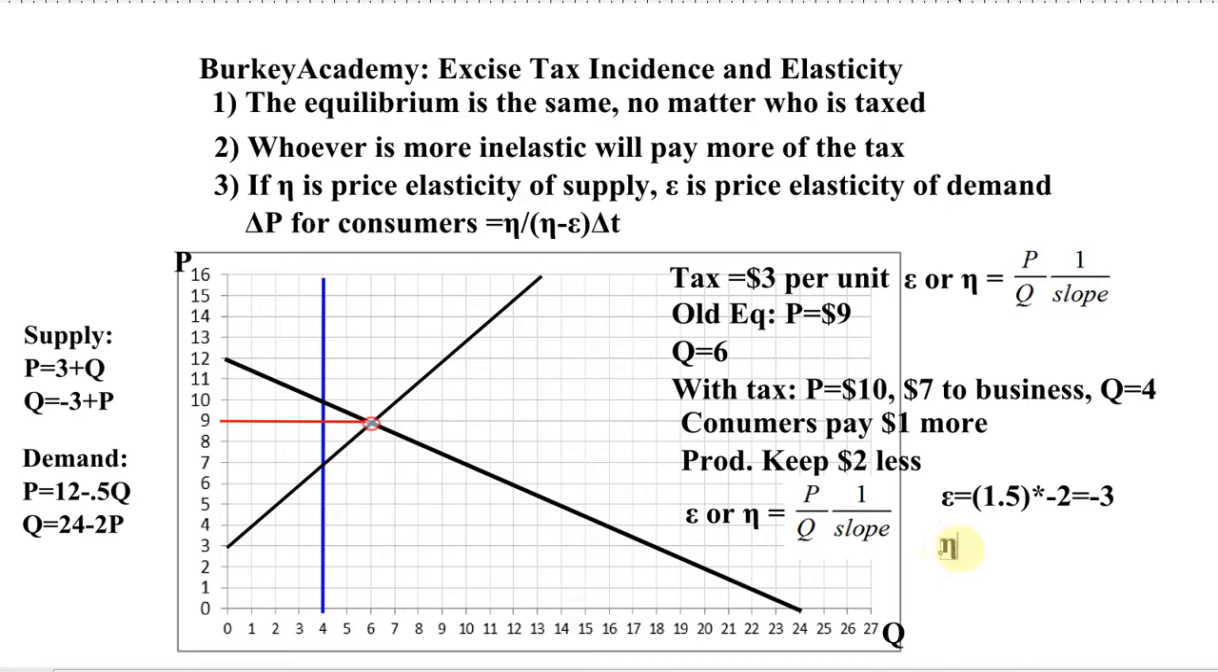We're going to have the same P over Q, which is 9 over 6, so equals 1.5, times 1 over the slope of the supply curve. Well, the slope of this supply curve, or inverse supply curve to be technical, is 1. And so the slope is 1 over 1. So 1.5 times 1 equals 1.5 is the price elasticity of supply.